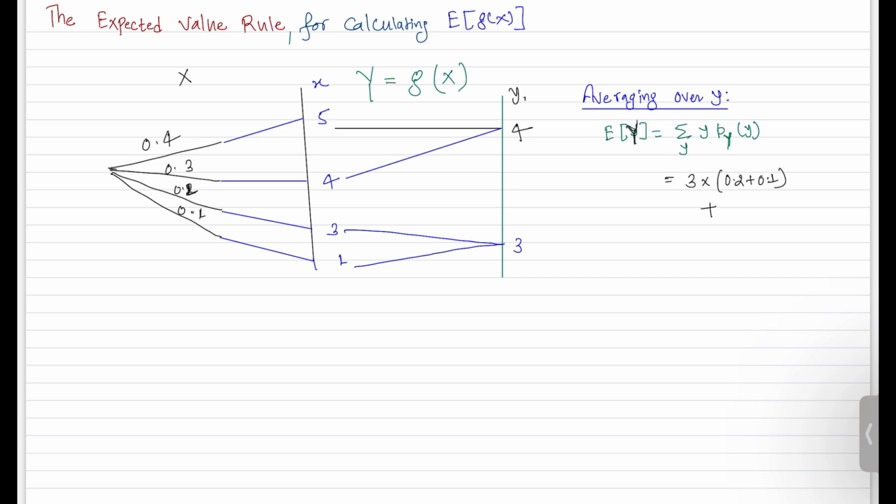And another value that y can take is 4, with the probability 0.4 plus 0.3. So what we have done is make use of our formula of expectation, and we have averaged over the values that random variable y can take. In this case, we should know what y is taking, and also we should know their associated probabilities. Then we can make use of this formula.